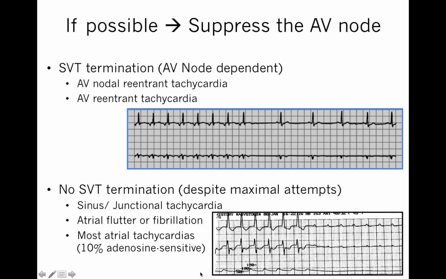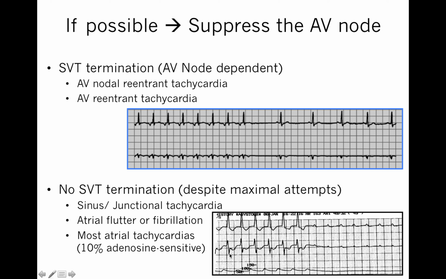Other arrhythmias, such as sinus tachycardia, atrial flutter, or atrial tachycardia, may not terminate with adenosine, but adenosine will allow you a window to diagnose the arrhythmia better or understand what it is. Here is an example of AVRT, atrioventricular reentrant tachycardia, terminating with adenosine or vagal maneuvers. So the arrhythmia terminates and you resume sinus rhythm.